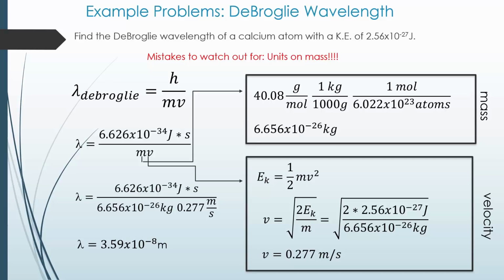Once all of the units cancel, we see that it's in meters. We started with 3 significant figures, and all of the numbers we filled in kept at least 3 significant figures. So we have 3 significant figures at the end.